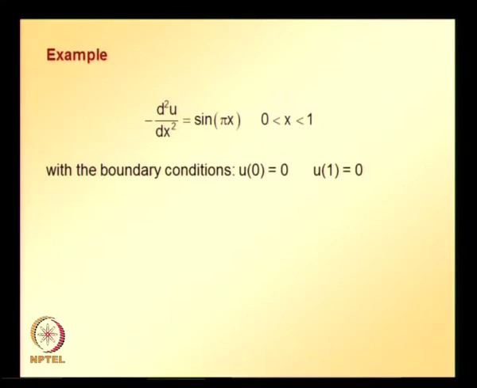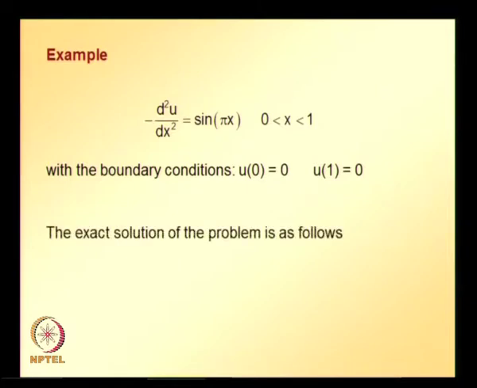Anyway, we can solve this problem exactly by integrating it twice and getting the integration constants by substituting the boundary conditions. So, when we do that, the exact solution of the problem turns out to be this, and this exact solution is going to be used for comparison purposes with the solution of other approximate techniques that we are going to look at.